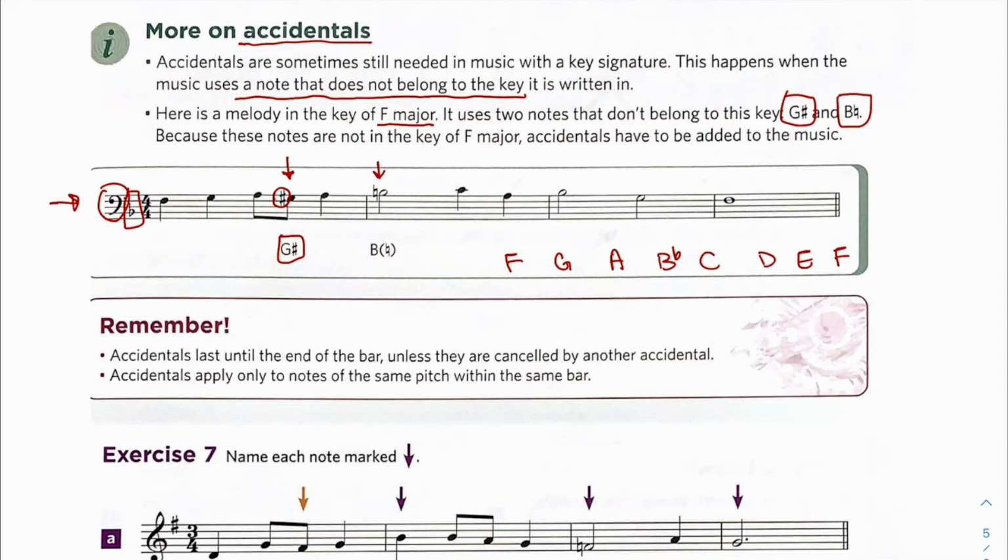And the second accidental is here, which indicates a B natural. In the key of F major, there is a B flat. So if there is a B natural in the melody, it is not part of the F major scale. Therefore, a natural is needed to cancel the B flat. Remember, accidentals last until the end of the bar unless they are cancelled by another accidental. Accidentals apply only to notes of the same pitch within the same bar.